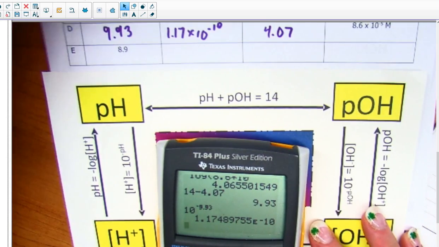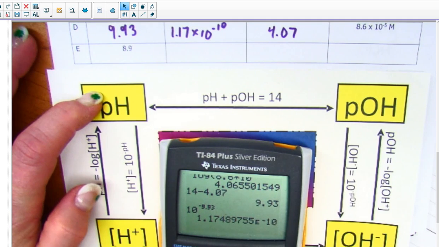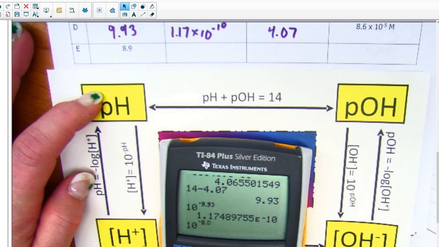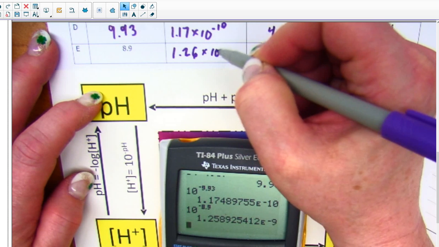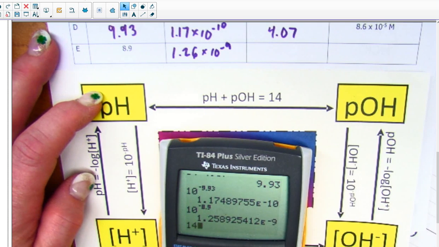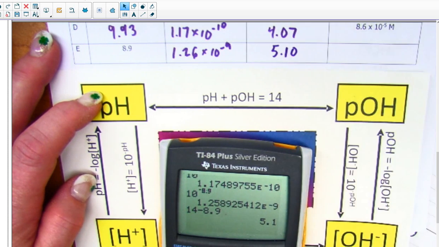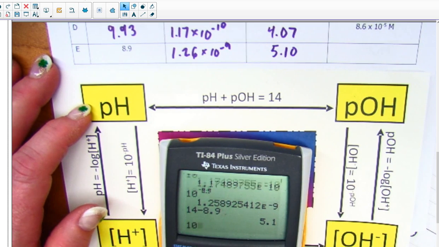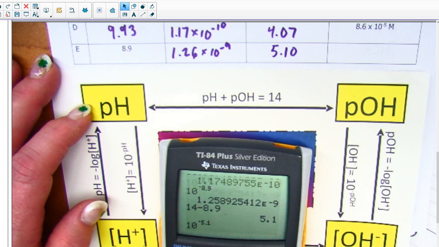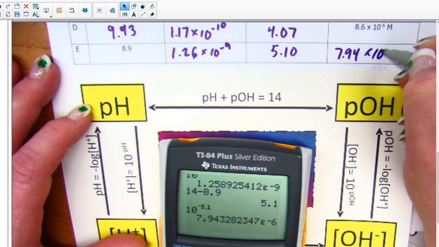Okay, next one. So we're starting with pH right here. We've got to go all the way to the 4 corners. So 10 to the negative 8.9, that's an easy one to do first. 2.6 times 10 to the negative 9. 14 minus 8.9, 5.10. Always do 2 after the decimal if you can. No, they didn't here and here, but usually you take 2 after the decimal. 10 to the negative 5.1, and you don't have to put the 0 there, but 7.94 times 10 to the negative 6.